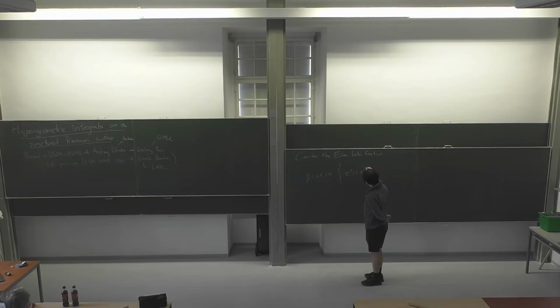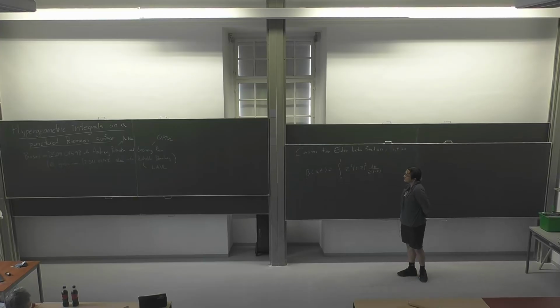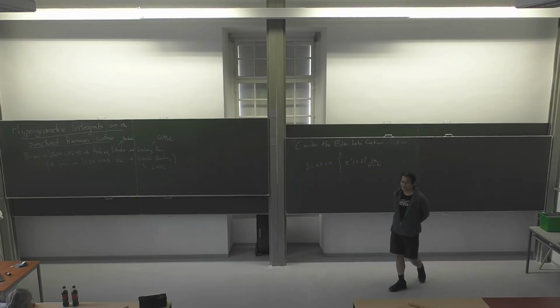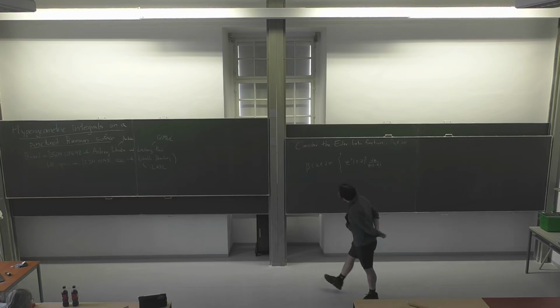The integrand has z to the power S, 1 minus z to the power T, dz over z times 1 minus z. And for convergence reasons, let's make S and T real, both of them positive. It's a nice function, and this will be our prototypical example of a hypergeometric integral.